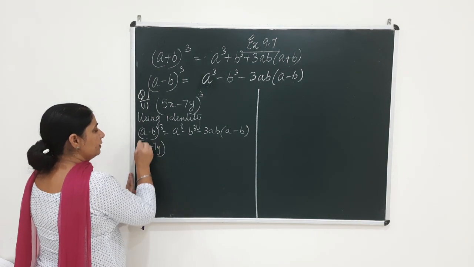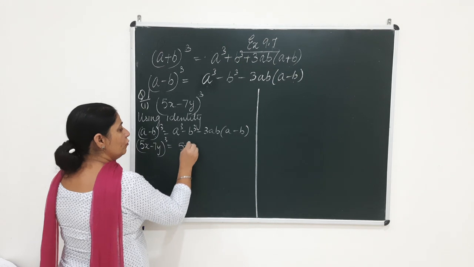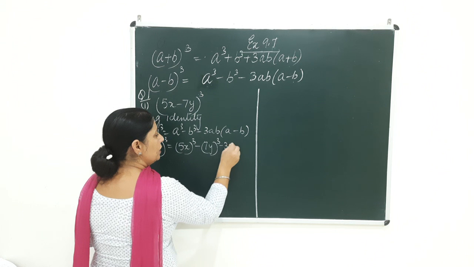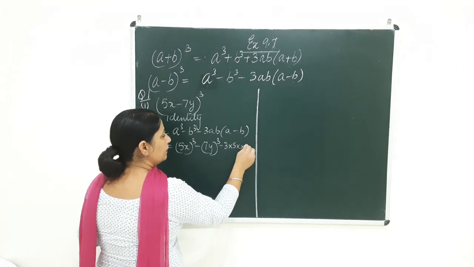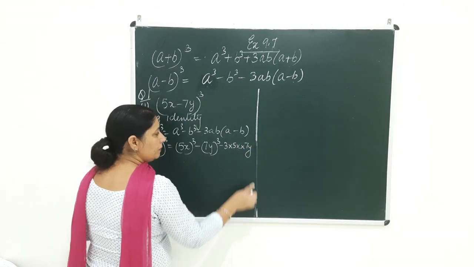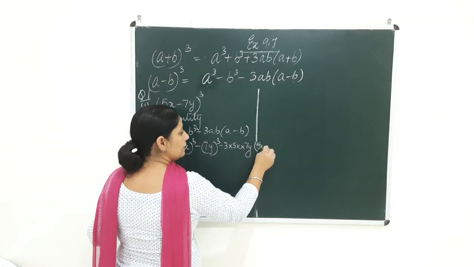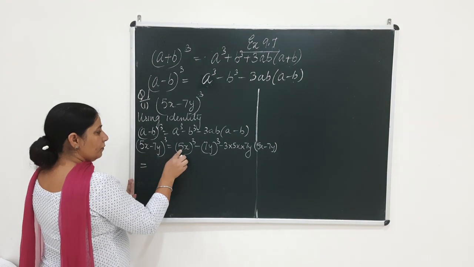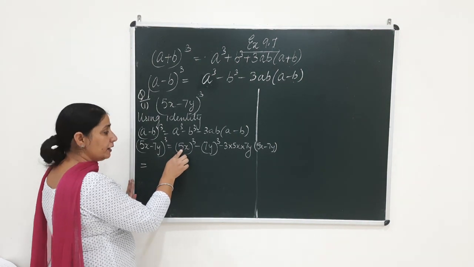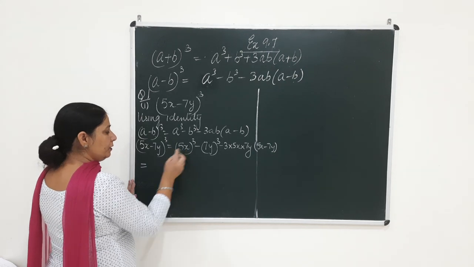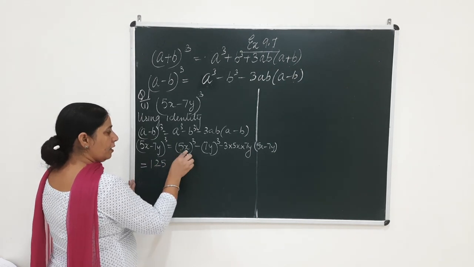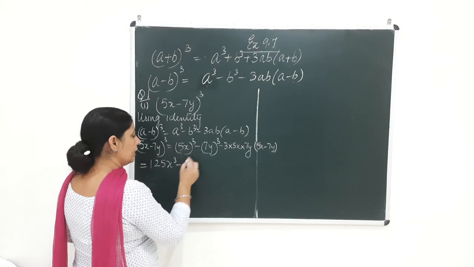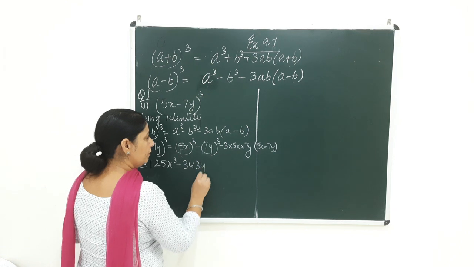5x minus 7y the whole cube will be equal to 5x the whole cube minus 7y the whole cube minus 3 multiplied by 5x multiplied by 7y, where, beta? Bracket start 5x minus 7y. So see, beta, what I get? I get 5x the cube. 5 the cube, 5 multiplied 3 times. 5 into 5, 25. 25 into 5 is equal to 125 x cube. Similarly, 7 sevens are 49. 49 into again 7 is equal to 343 y cube.